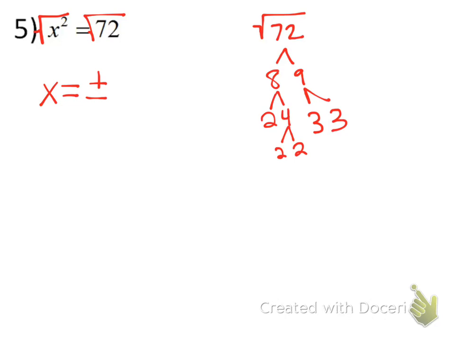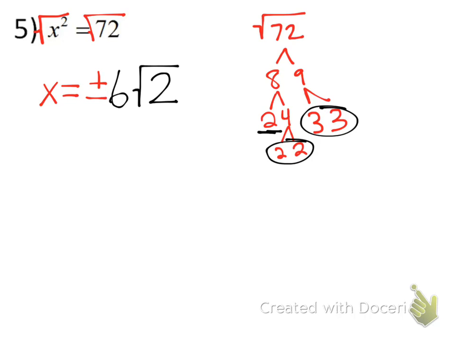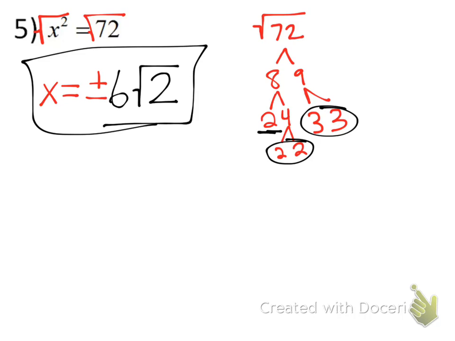So who's breaking out? The 2's and the 3's. So I'll have 1 2 and 1 3. What's 2 times 3? 6. And then square root 2, because this lonely 2 did not get a partner. Boo-hoo. What are your questions? Any questions at all?